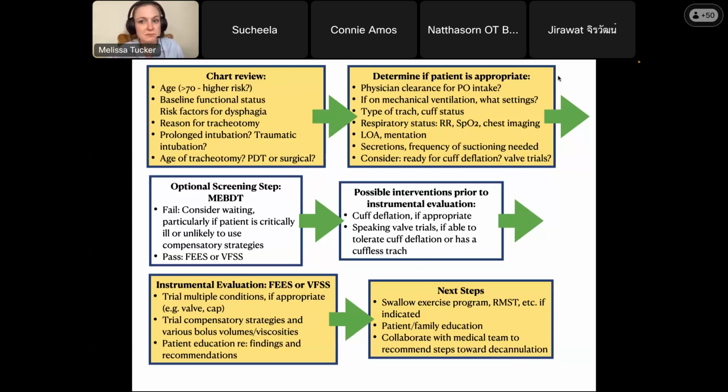Sometimes we don't do the modified Evans blue dye test at all. We go straight to a FEES. That's more common these days, I would say. Sometimes the modified Evans blue dye test is nice on patients who are afraid to have a FEES or reluctant to have a FEES, or patients who have some upper airway issue that prevents them having a FEES.